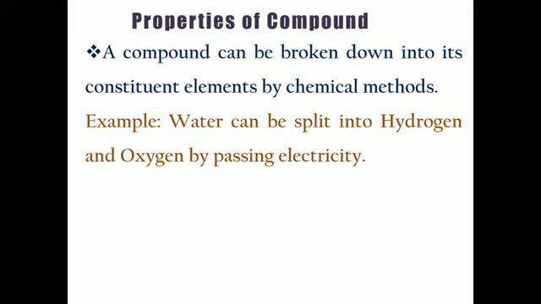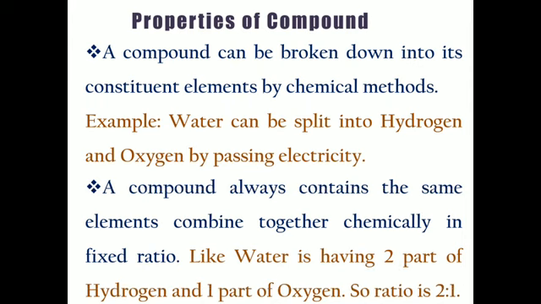Remember, whatever is the composition of elements, we will get that composition if we break this compound. Similarly, there is a second property, that the compound always contains the same elements combined together chemically in a fixed ratio. What is the meaning of this? Like water we have seen. I have told you water has two parts of hydrogen and one part of oxygen. So it is a compound of hydrogen and oxygen. So both these elements, hydrogen and oxygen, are present in this ratio. Two parts of hydrogen and one part of oxygen. That is the ratio of 2:1.